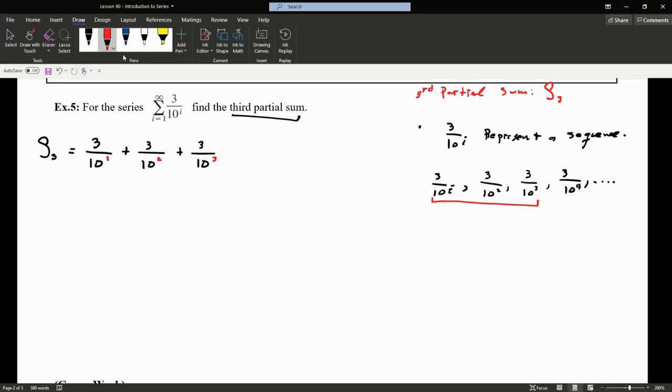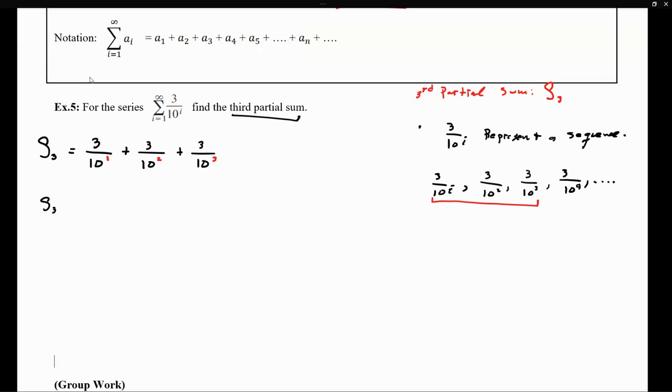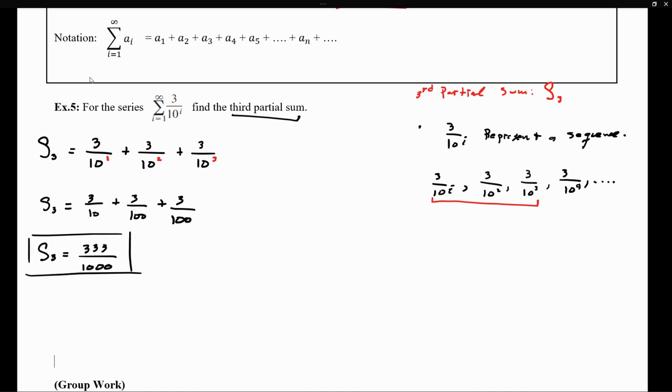And at this point, all we have to do is evaluate this. So we're going to get S subscript 3. If I add all this, it will be equivalent to 3 over 10, 3 over 100, 3 over 1000. If I add them up, this should be equivalent to 333 over 1000. So this is what we refer to as the third partial sum.